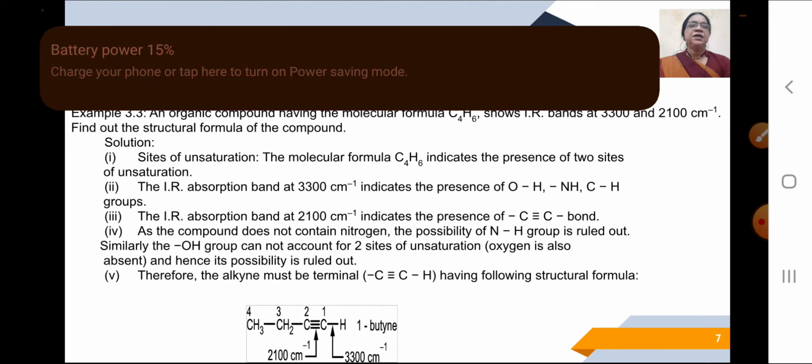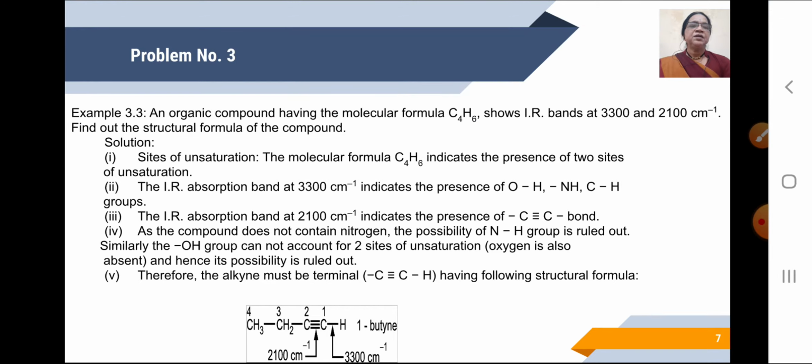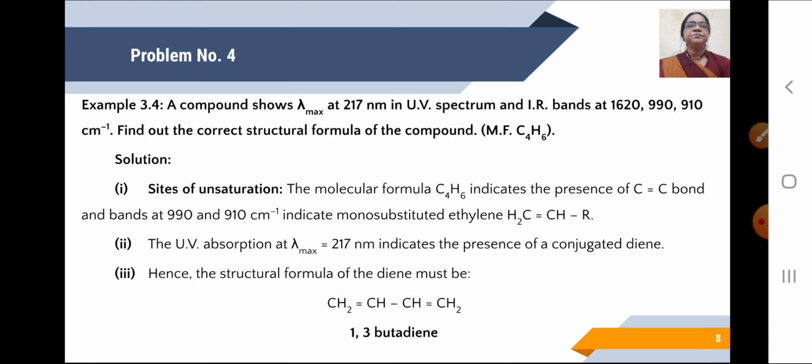Therefore, the alkyne must be terminal, with the formula 1-butyne, that is CH3, CH2, C triple bond C, CH. The C triple bond C occurs at 2100 per centimeter, while the CH stretching of the triple bond is at 3300 per centimeter, that is for the alkynes.